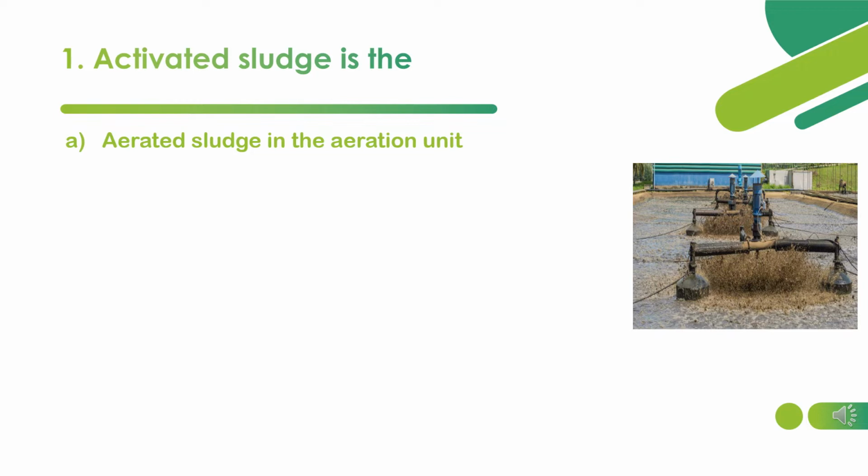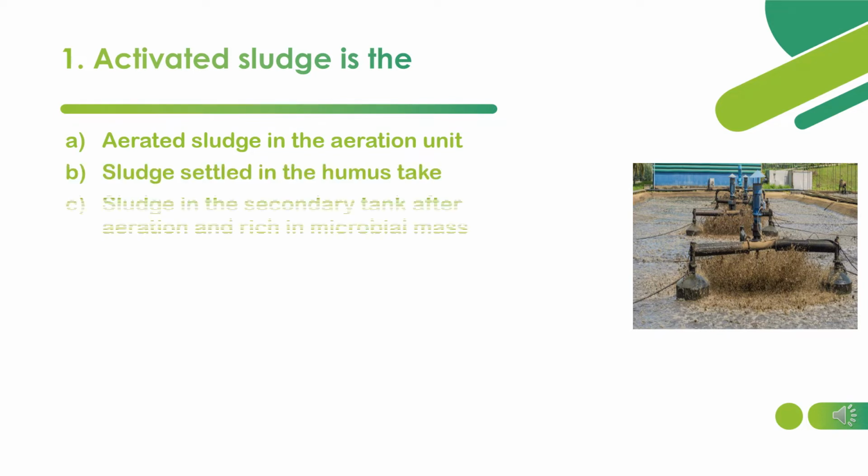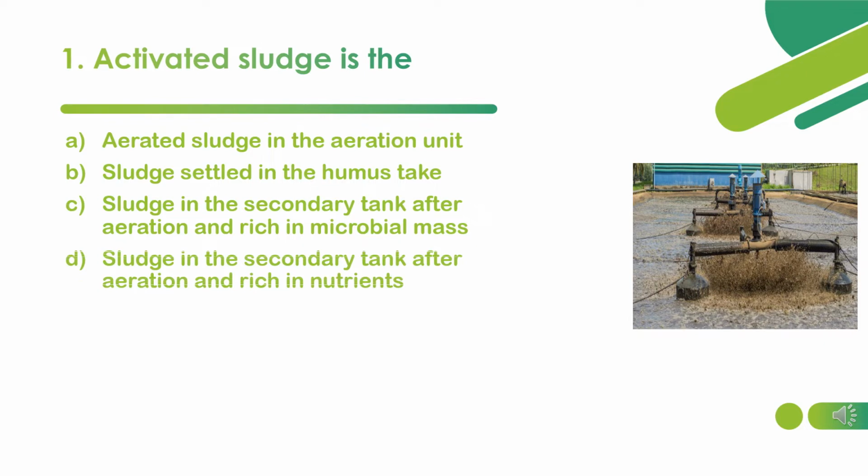So the first question goes here. What is the activated sludge? Is it aerated sludge in the aeration unit, or sludge settled in the humus tank, or sludge in the secondary tank after aeration and rich in microbial mass, or is it the sludge in the secondary tank after aeration and rich in nutrients? So what actually is the activated sludge?